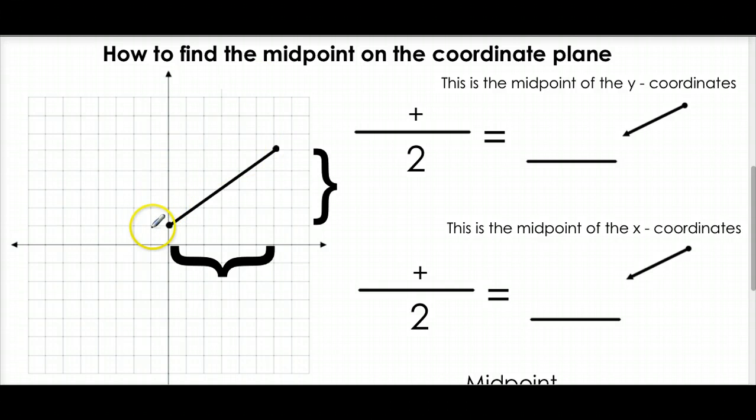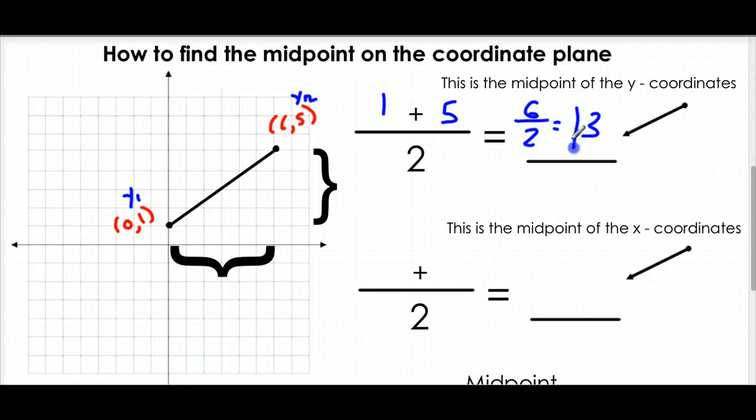Let's figure this out. Well, our 2 points here are 0, 1. And if you count this out, 1, 2, 3, 4, 5, 6, this is 6, 5. If I want to find the midpoint for the y, what I'm going to do is add my y coordinates. This is my first y coordinate, we'll call it y1, and this is my second y coordinate, y2. So I'll add up 1 and 5. I get 6 divided by 2, and that equals 3. So this is my y midpoint.